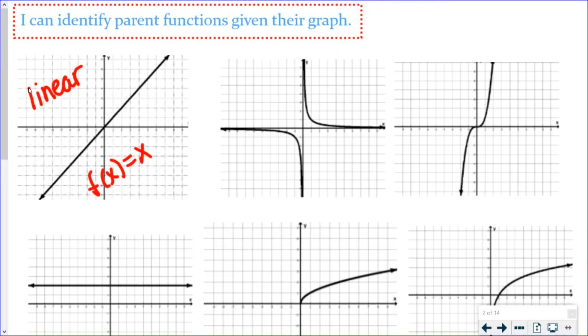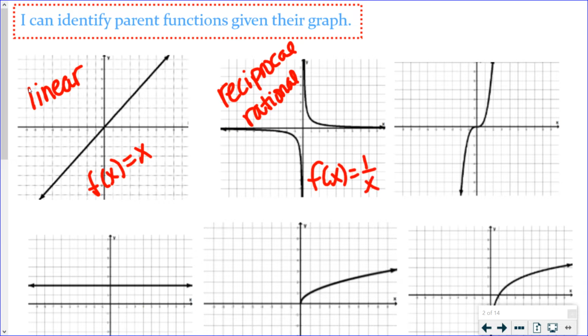The second one is the reciprocal. I would also accept rational function because the reciprocal is the basic form of a rational function. That's f of x is equal to 1 over x. This little curvy S guy is a cubic function. That's f of x is equal to x cubed.